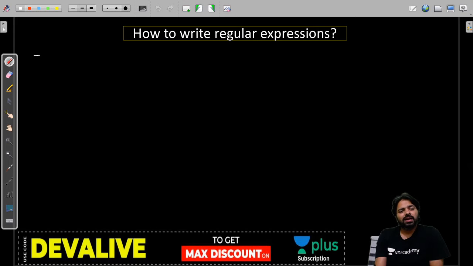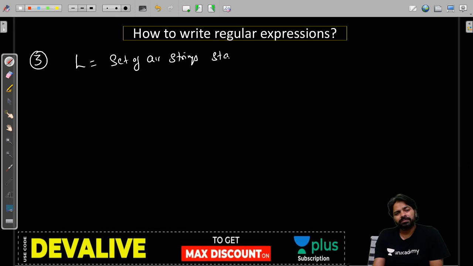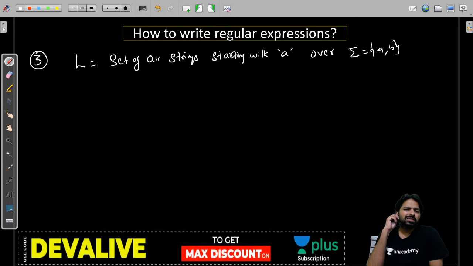And third, I want L where it is the set of all strings starting with A. But just assume over sigma equal to a comma b. Set of all strings that start with A. Now what is the expression? A followed by a plus b whole star. A followed by a plus b whole star.